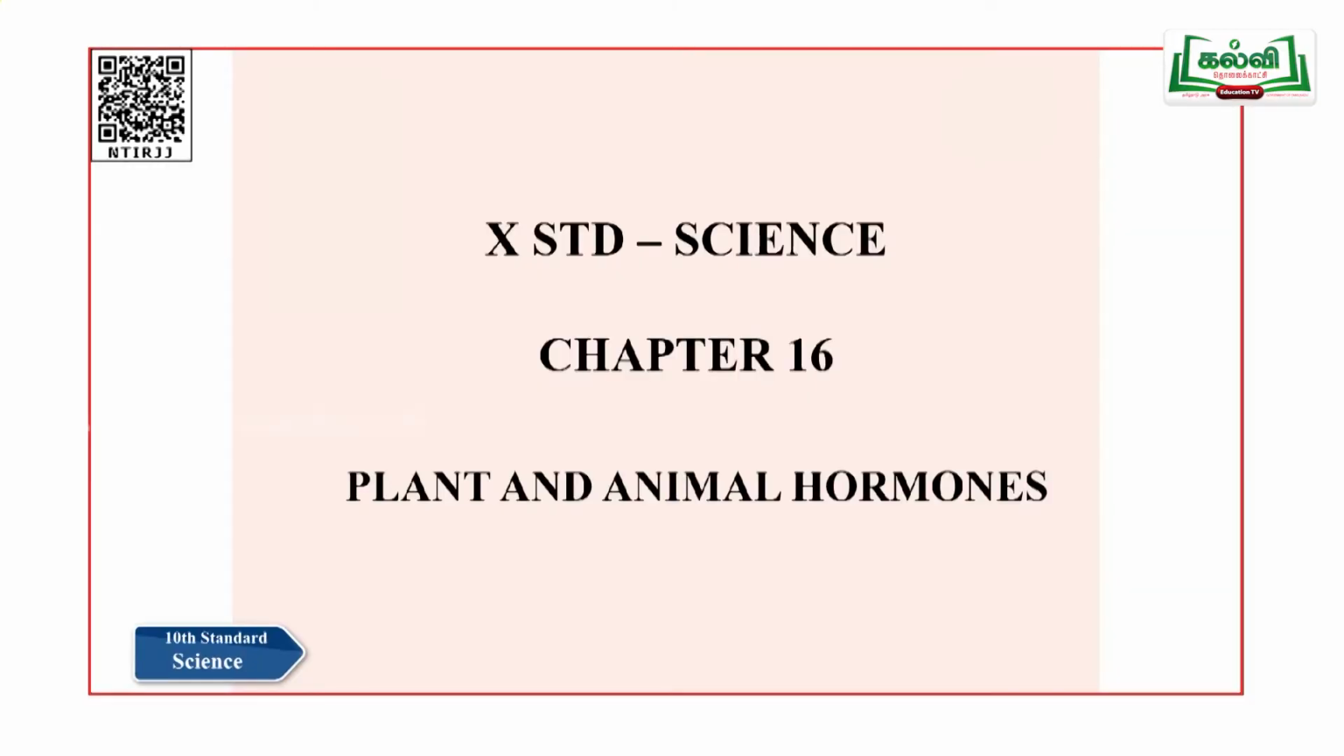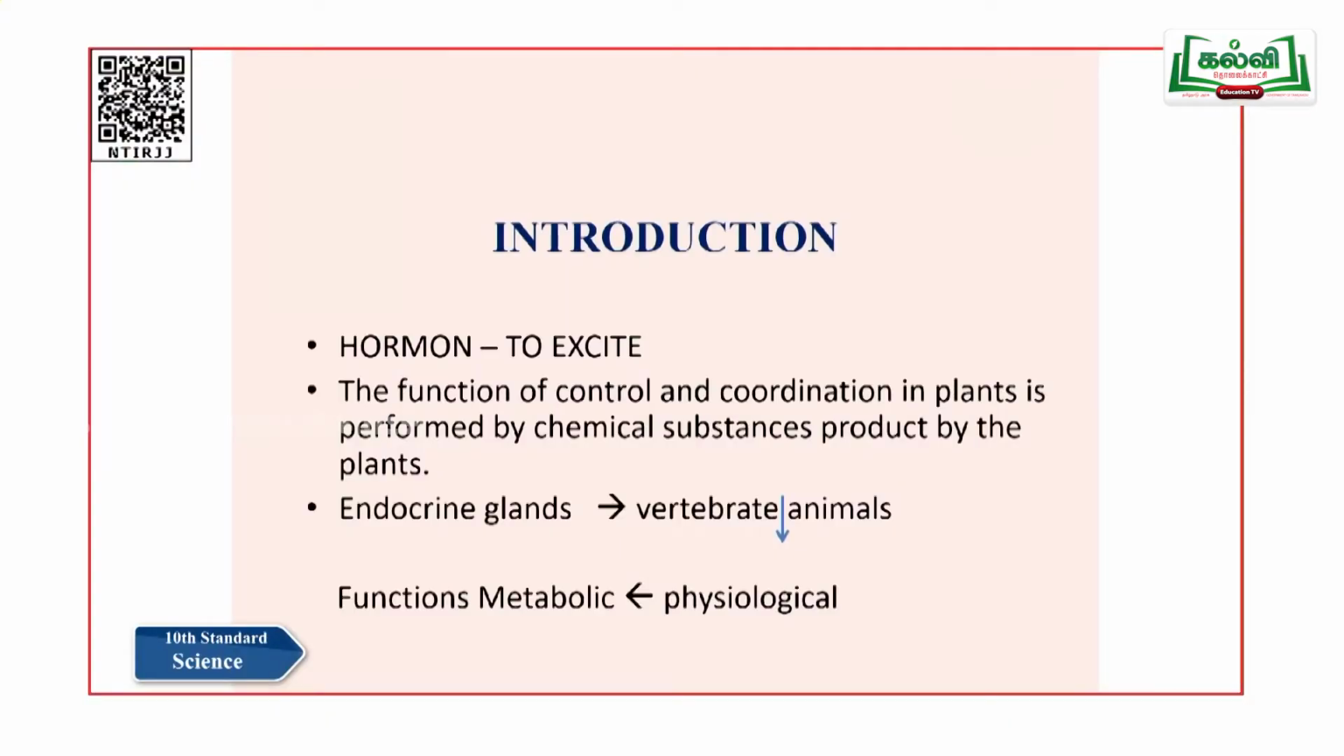So, I would like to introduce today the plant and animal hormones, which we discussed in the previous class. I would like to recapitulate the following content. First one, that is a hormone. What is a hormone? We discussed. Hormone is a chemical content which will be transmitted through the blood stream and which will control all the physiological and biological functions of your body.